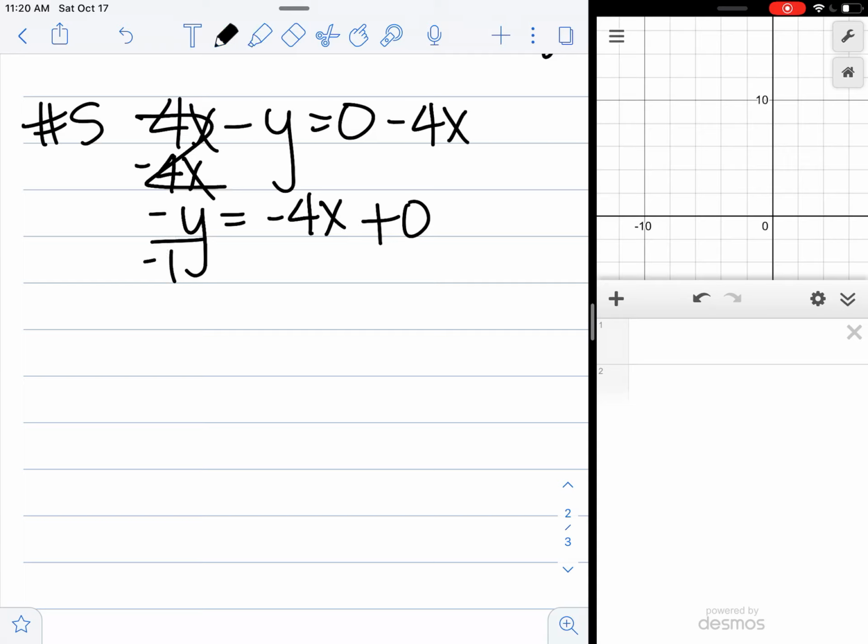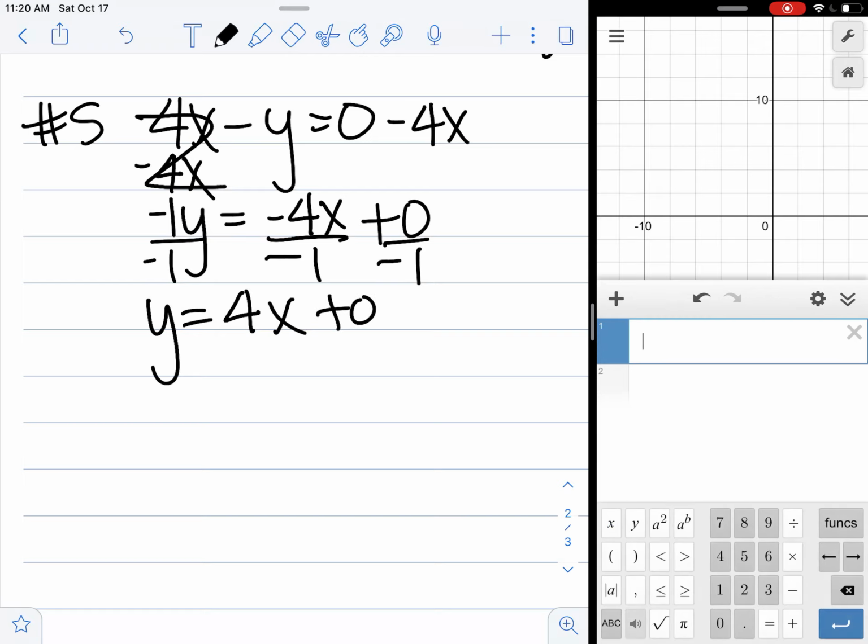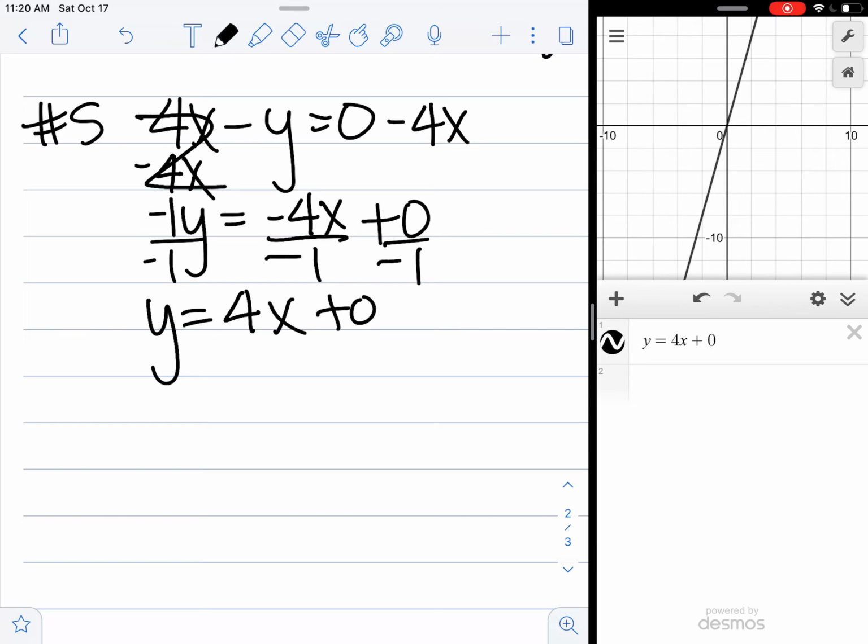So I'm going to divide by a negative 1 because there's a hidden 1 right there, and divide by negative 1 here and negative 1 here. So that becomes a positive y equals a negative 4 divided by a negative 1 is a positive 4x, and 0 divided by any number is still 0. So let's graph this. Y equals 4x plus 0. Now again, you don't have to write that plus 0. It's just going to come over here and show you that it's that 0 right there.